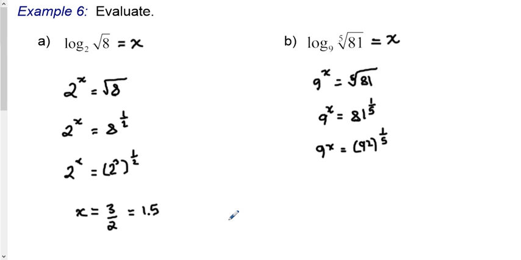So the same process as we did over here now. We said 3 times 1/2 was 3 over 2. In this case, we'll have 2 times 1/5 is 2 over 5. So x equals 2 over 5.